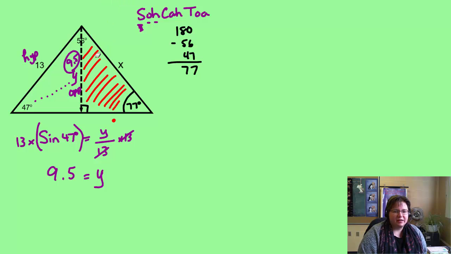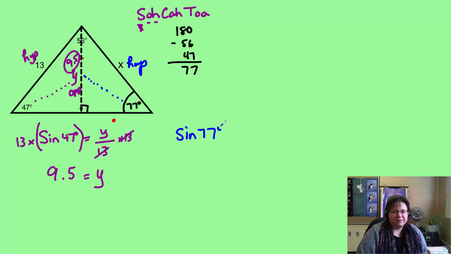And you can use that now to solve the other triangle for x. So when solving that second triangle, side y is still opposite the angle I'm using. X is still the hypotenuse. So again, I'm going to be using the sine ratio. This time it's 77 degrees that I'm putting in there. And I'm putting side y, which is 9.5, as the opposite, over the hypotenuse, which is x.